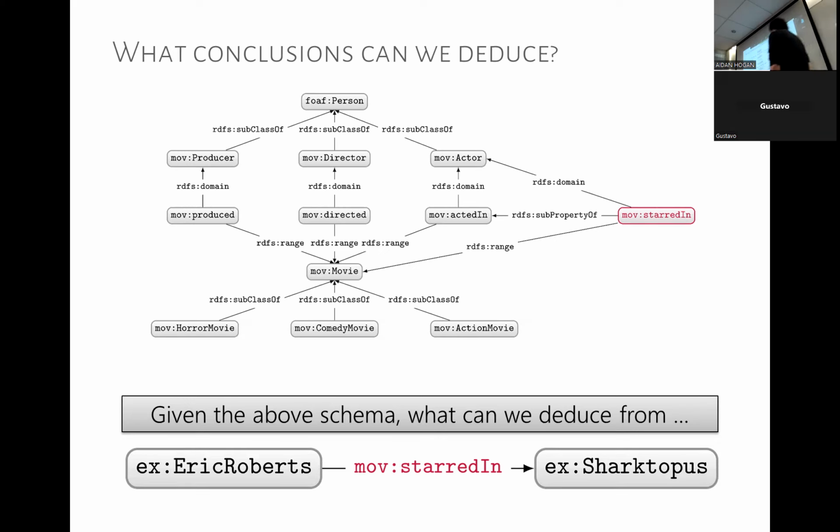We can infer, for example, that Eric Roberts is a resource, because everything is a resource. Yeah. We can infer that starred in is a property because we use it as a property. We can infer that actor is a class. We can infer that actor is a subclass of actor. Everything is a subclass of itself. We can infer that starred in is a subproperty of starred in because every property is a subproperty of itself. Yeah. So we get a lot of boring inferences there.